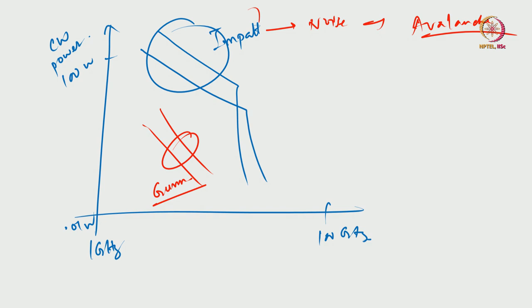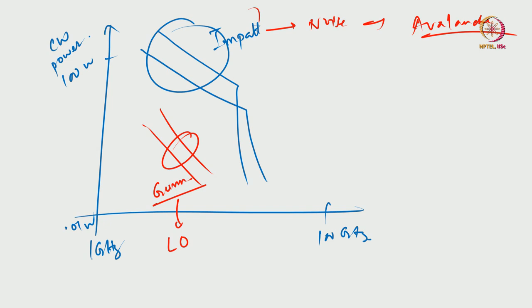But two terminal devices such as the Gunn diode are pretty popular, and many legacy systems use them, and many strategic sectors also use them. They are specially used for local oscillator frequency generation in receivers, where you need hundreds of milliwatt to watt, a few watts probably at higher frequencies. So that is very much essential.